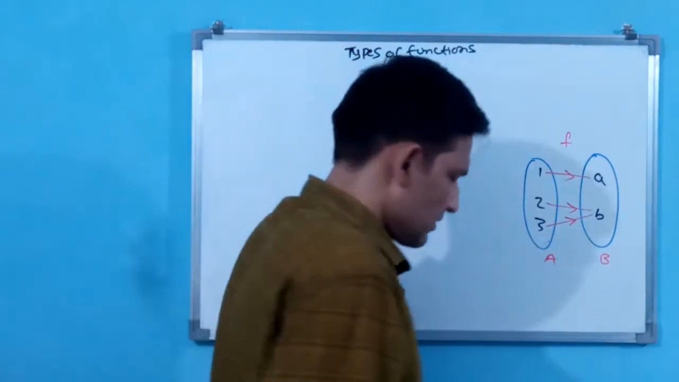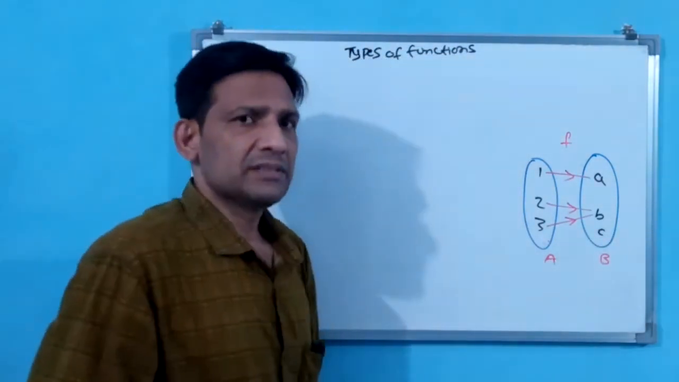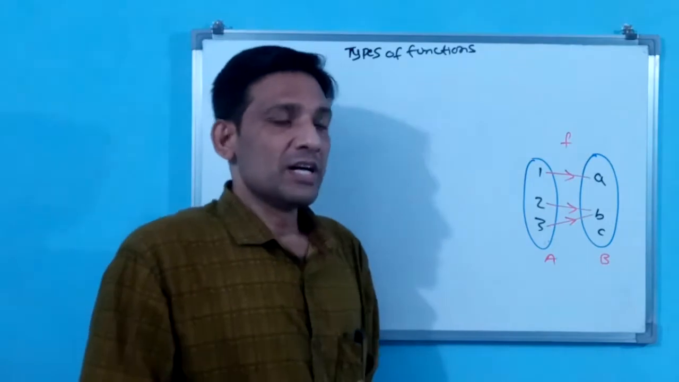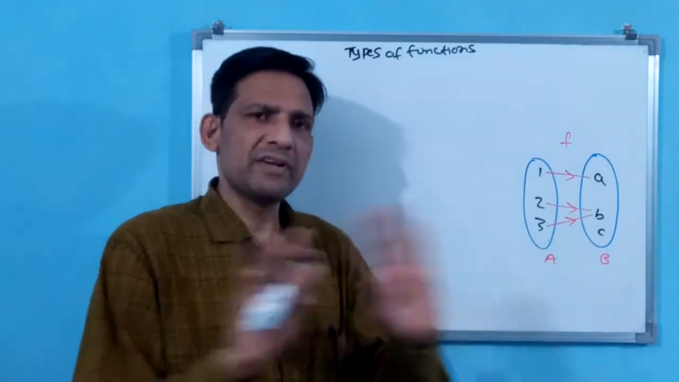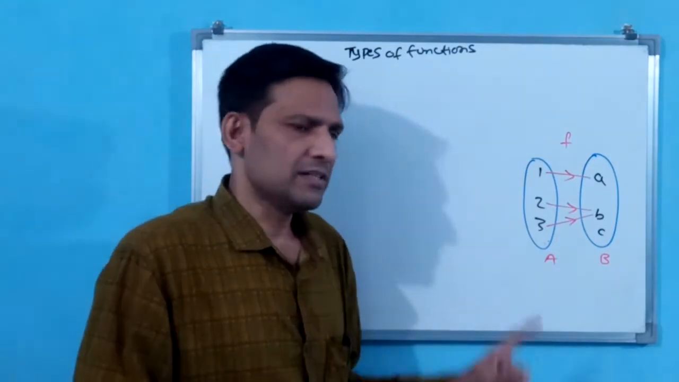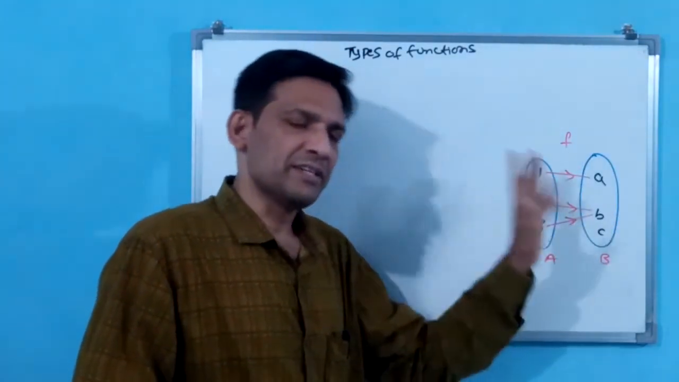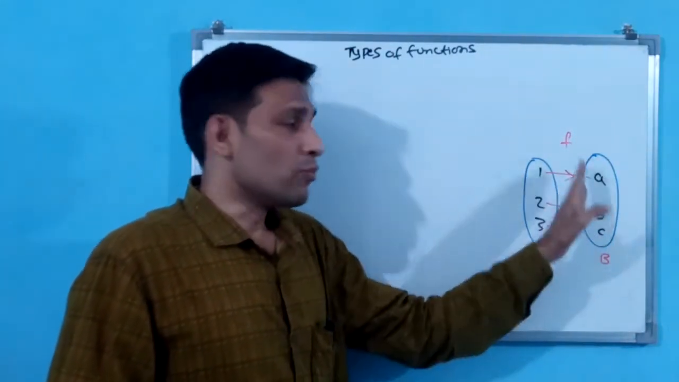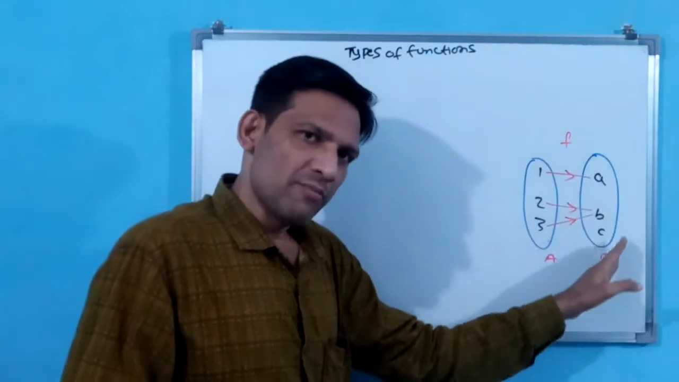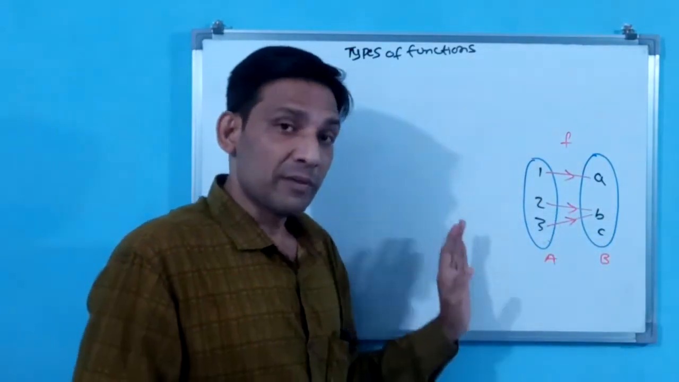Now I am going to write here C. Is this a function? This is a relation, no doubt. Is this a function? Yes, this is a function. Why? Because see, the function definition has not changed: each element from set A should have one and only one image in set B. Here, in the codomain, more elements may be there. That is no bar for becoming a function.